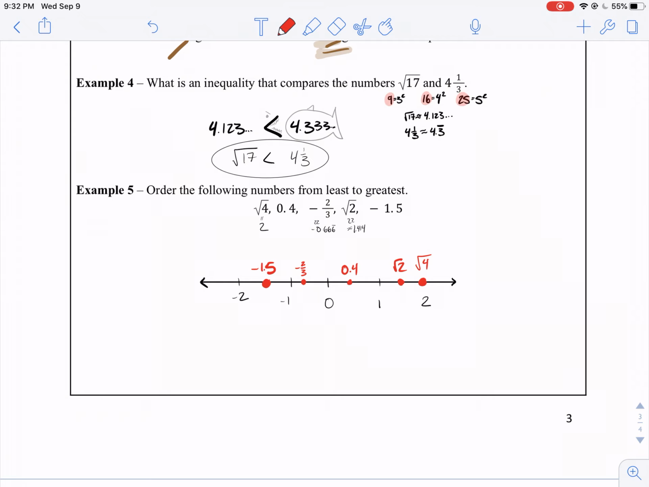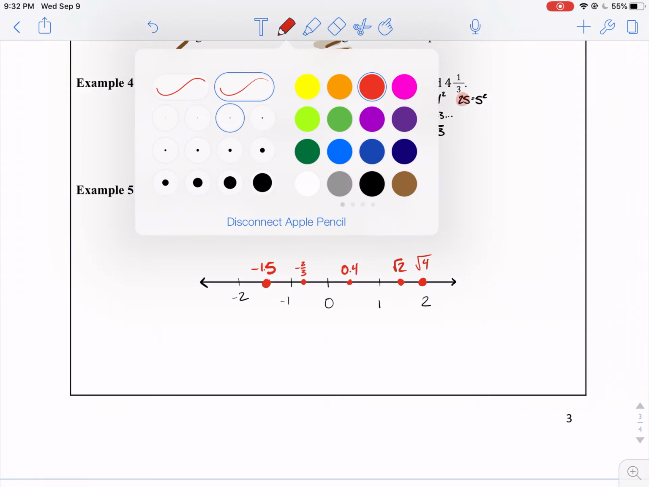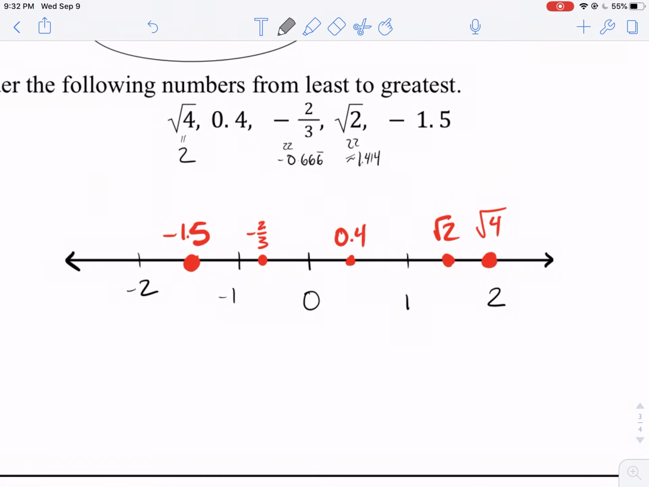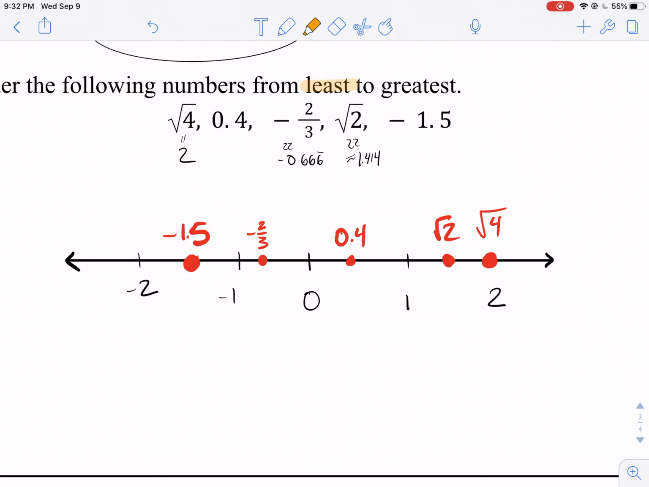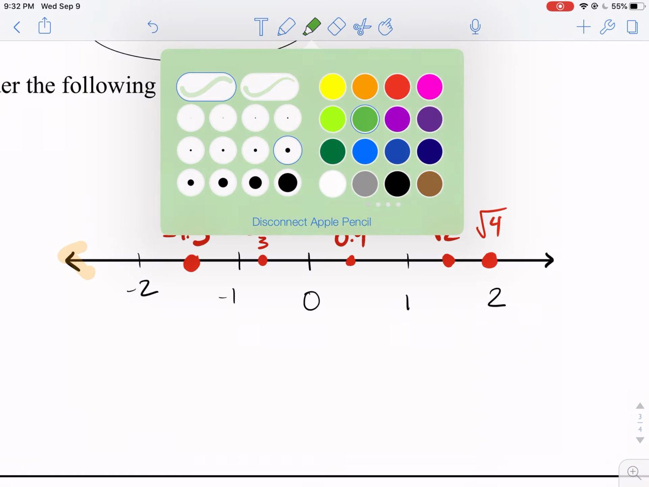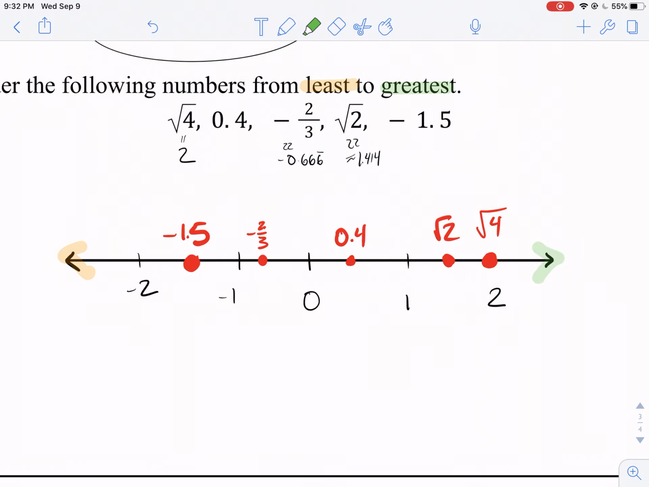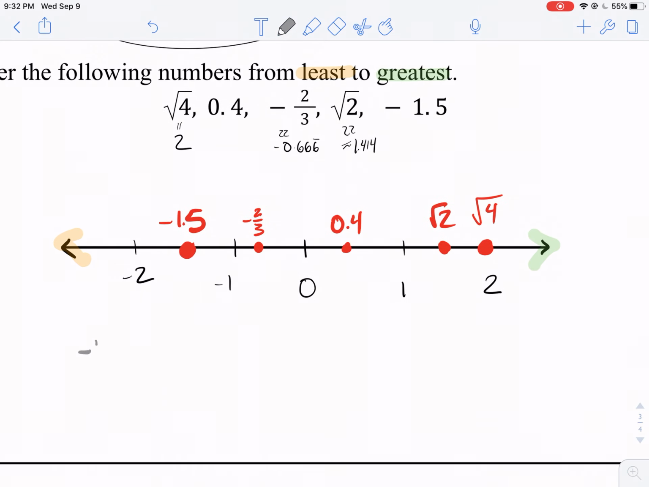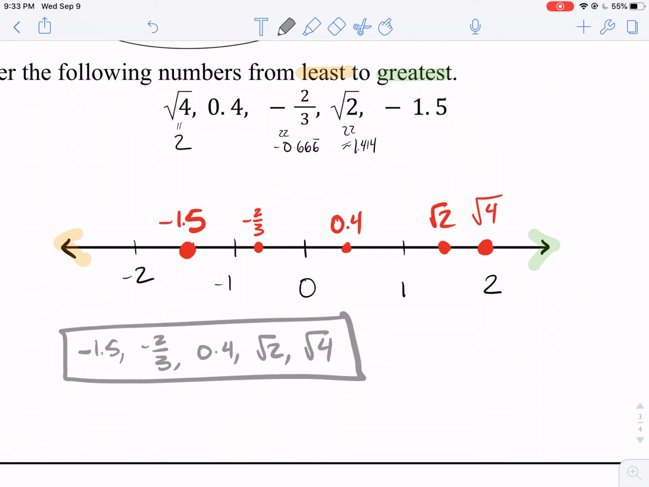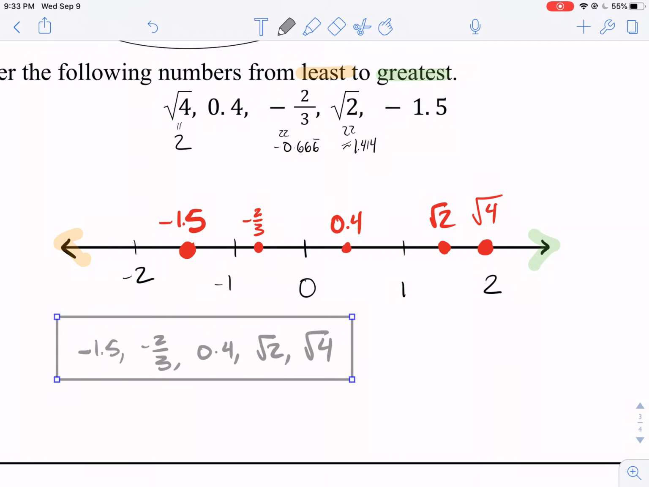And now, guys, this makes our job a whole lot easier because we can put them in order by going from least, which is way on this end over here, over to greatest, which is way on this end over here. So, in order, we have negative 1.5, negative 2/3, 0.4, the square root of 2, and the square root of 4. That was perfect.